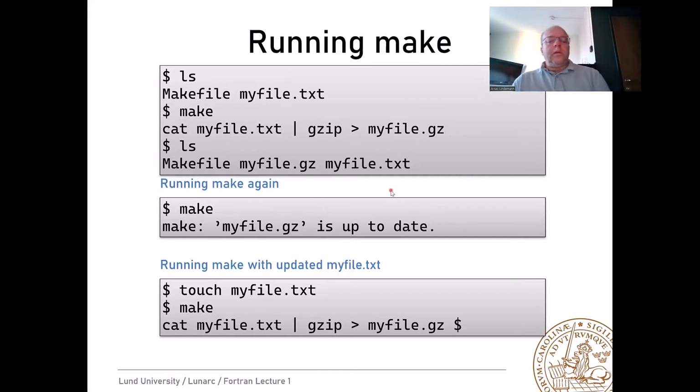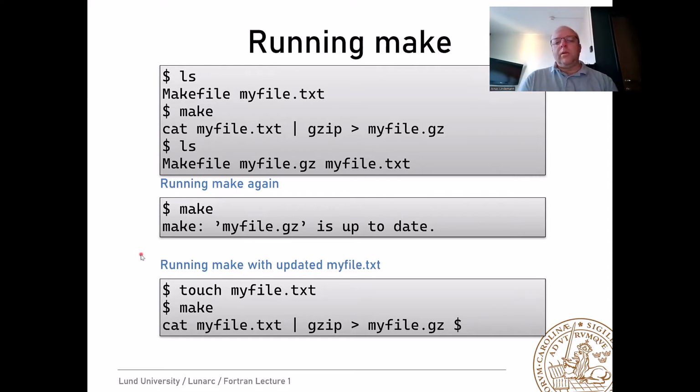Then the nice thing with make, if you do that again, is that it will detect that myfile.gz is up to date. There is no need to do anything now because the gz file exists and there is no modification to myfile.txt.